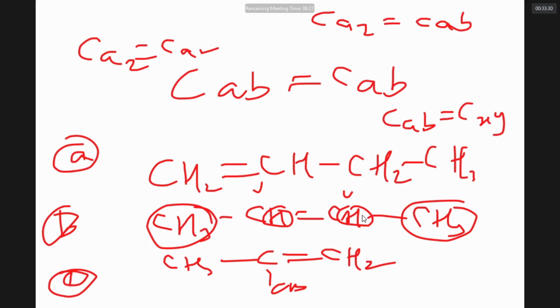Generally, if same groups are on the same side, we call it cis. If they are on the opposite side, we call it trans.